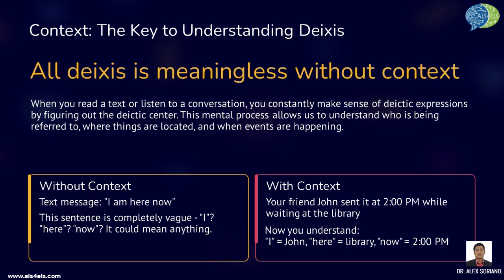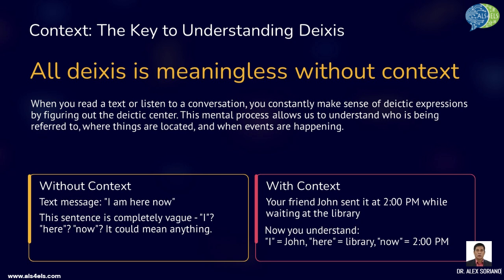This is the most crucial point: all deixis is meaningless without context. When we're listening to someone or reading a text, our brains are constantly working to figure out the deictic center so we can understand what is being referred to. Without context, if you get a text message that just says, "I am here now," it's completely vague and unhelpful. You don't know who "I" is, where "here" is, or what "now" means.